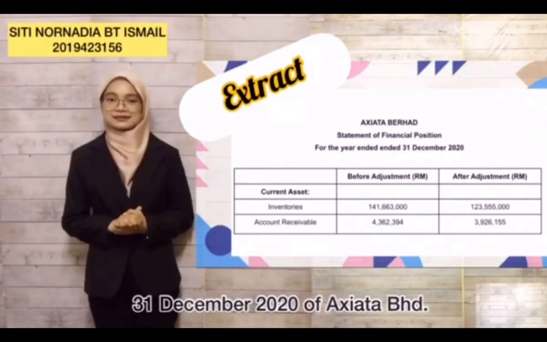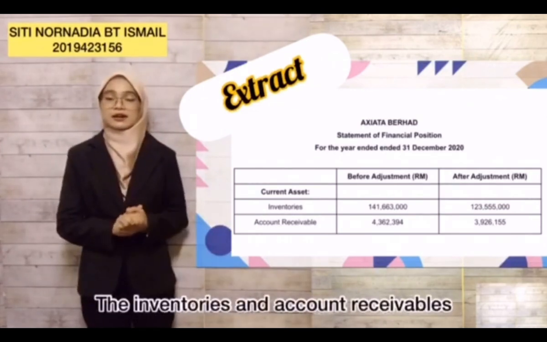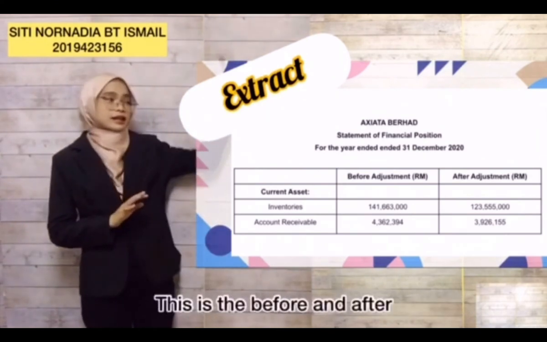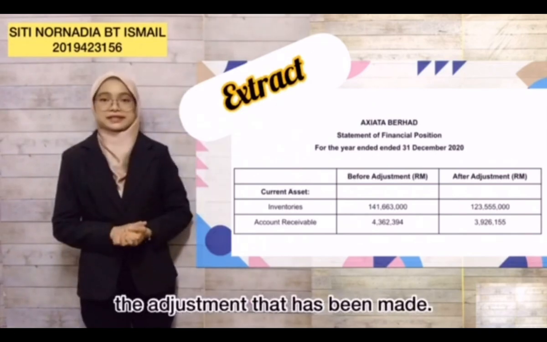Berhad. The inventories and account receivable have to be reported under the current asset. This is the before and after the adjustment that has been made.